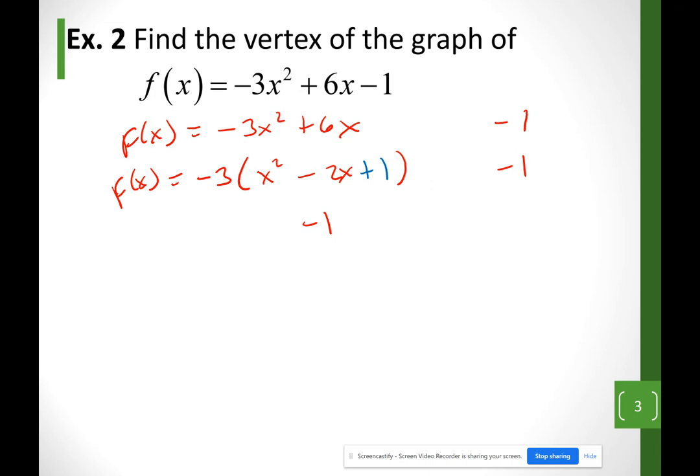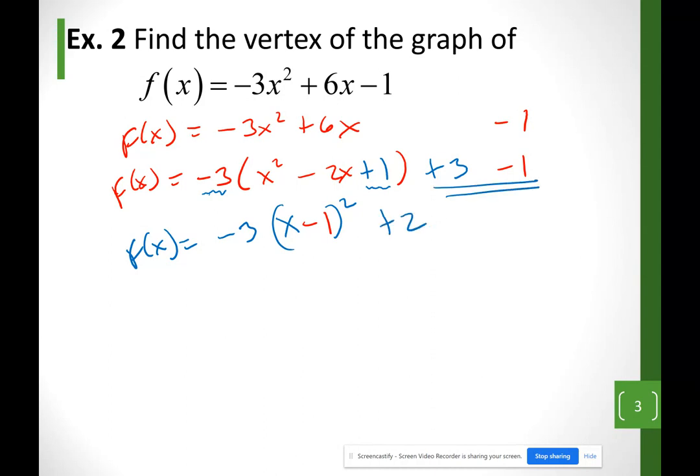However, this is not just a 1. Because this 1, with the negative 3 multiplied outside of the parentheses, I added a negative 3. Right. 1 times negative 3 is negative 3. So I added a negative 3. To compensate, let me add a positive 3 outside of the parentheses. So what I have is x minus 1 squared with a negative 3 on the outside. So I have that f of x is negative 3 times x minus 1 squared plus 2. My plus 2, because I combined this, positive 3 minus 1.